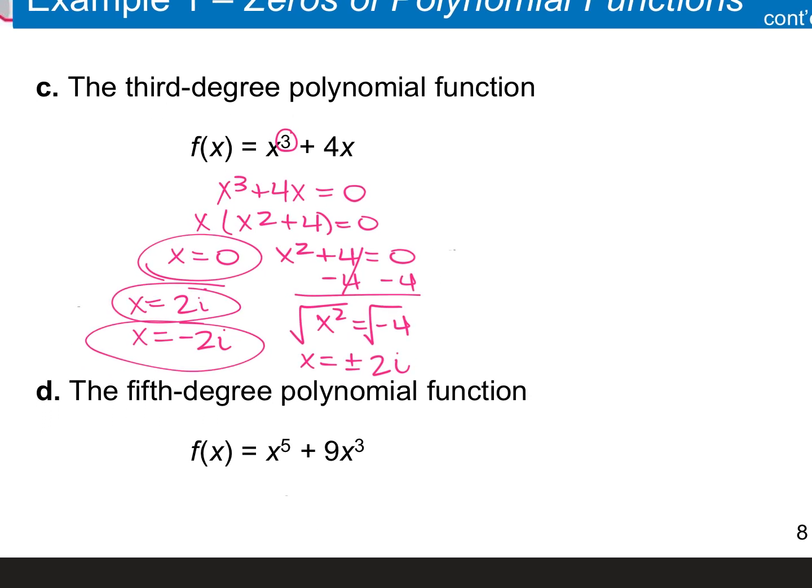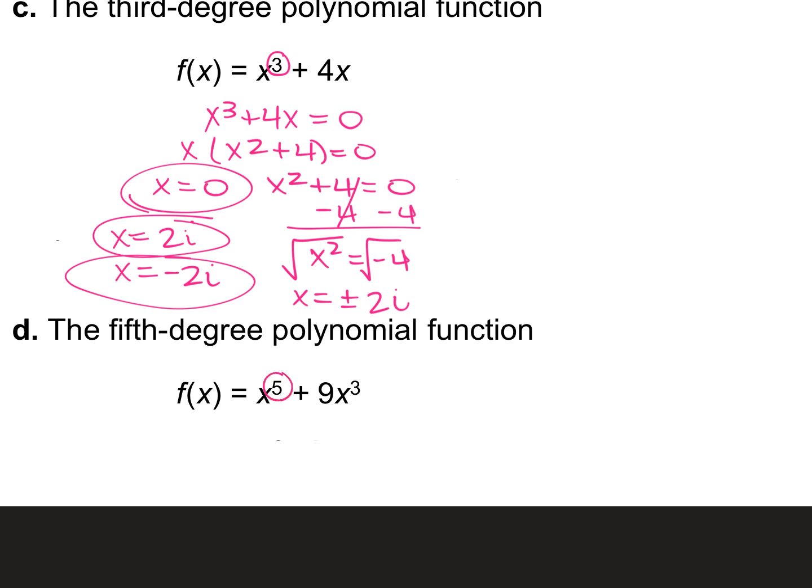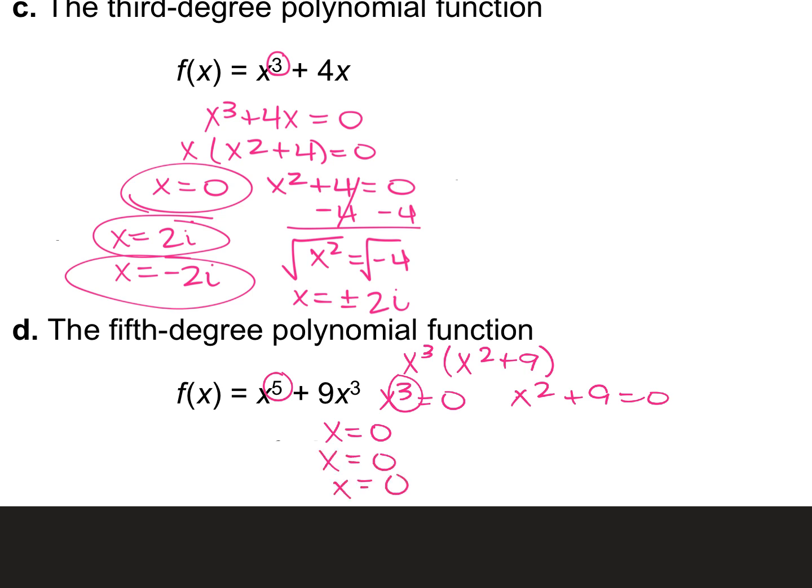For something like D, where you have the fifth degree polynomial of f of x is equal to x to the fifth power plus 9x cubed, this is telling you you have a power of 5, so that's 5 solutions. If we factor out an x cubed, not an x squared, an x cubed, that would give you x squared plus 9 left over. The x cubed was set equal to 0. Your x squared plus 9 is set equal to 0. For the x cubed is equal to 0, if you take the cube root of both sides, you get x is equal to 0. However, it's a power of 3, so x is equal to 0 a total of 3 times. So all 3 of those are solutions.